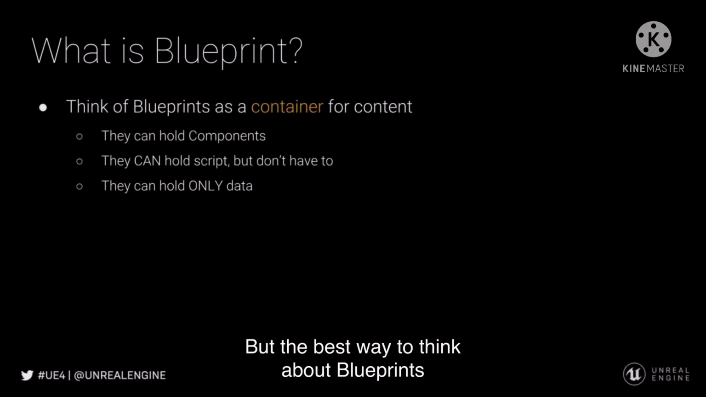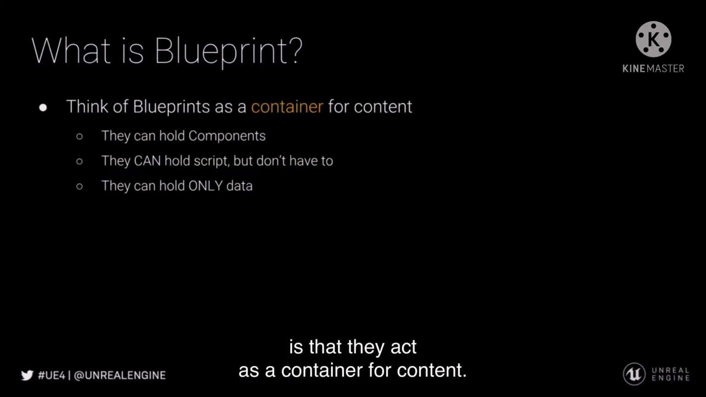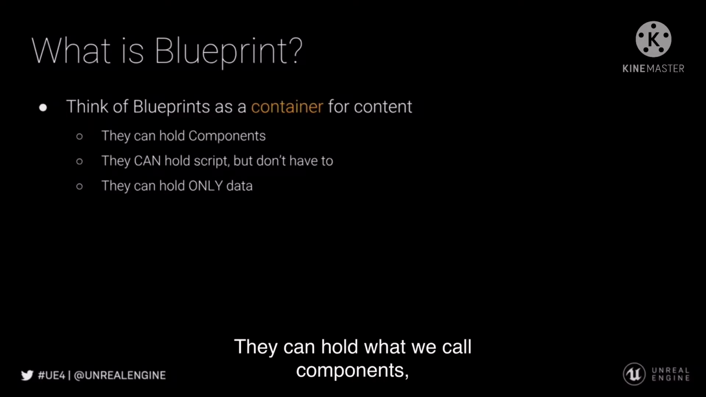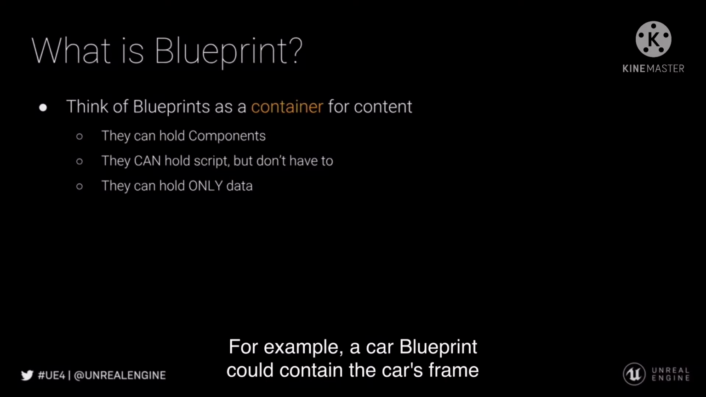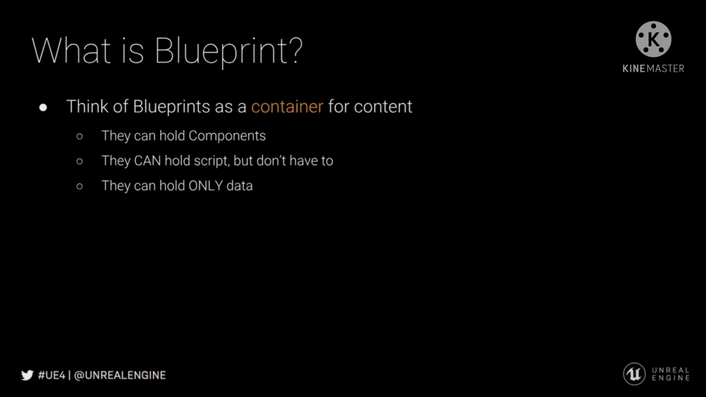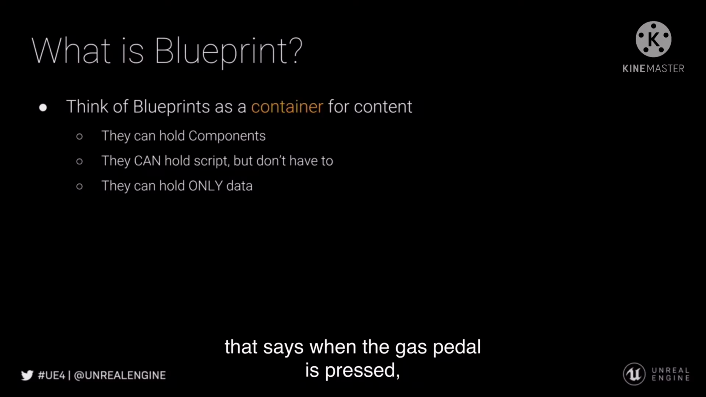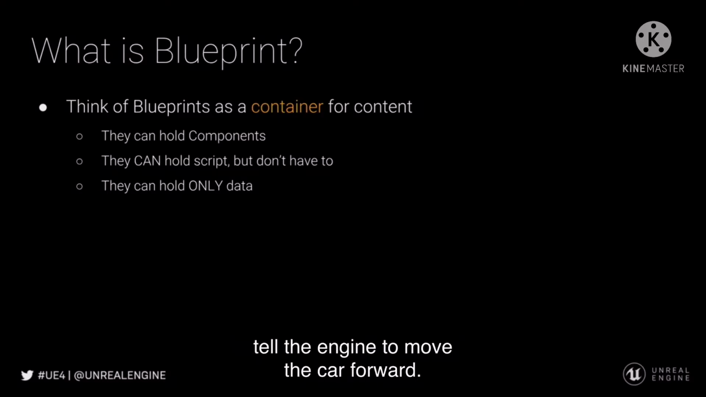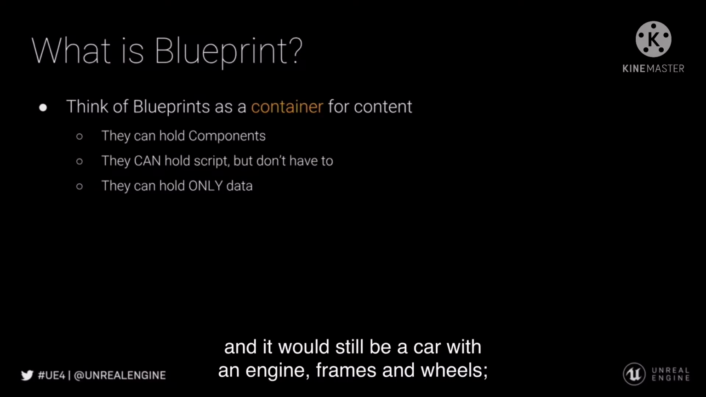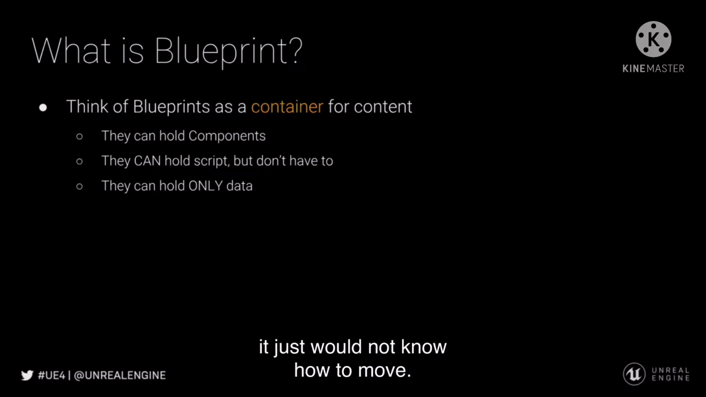But the best way to think about blueprints is that they act as a container for content. Okay, they can hold what we call components, or the pieces that make up our blueprints. For example, a car blueprint could contain the car's frame as a component, the wheels as a component, the engine as a component, etc. They can hold scripted functionality, but they don't have to. So back to our car blueprint, we could script some functionality that says when the gas pedal is pressed, tell the engine to move the car forward. Or we could not script any functionality. It'd still be a car with an engine, frames, and wheels. It just wouldn't know how to move.